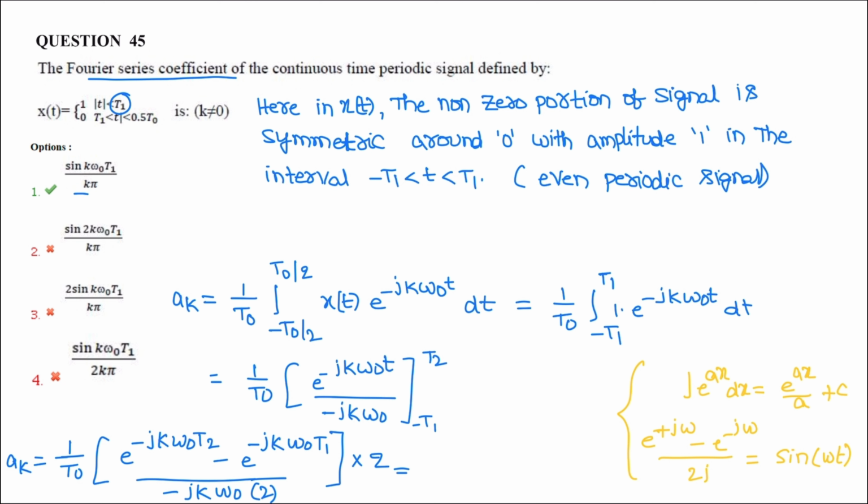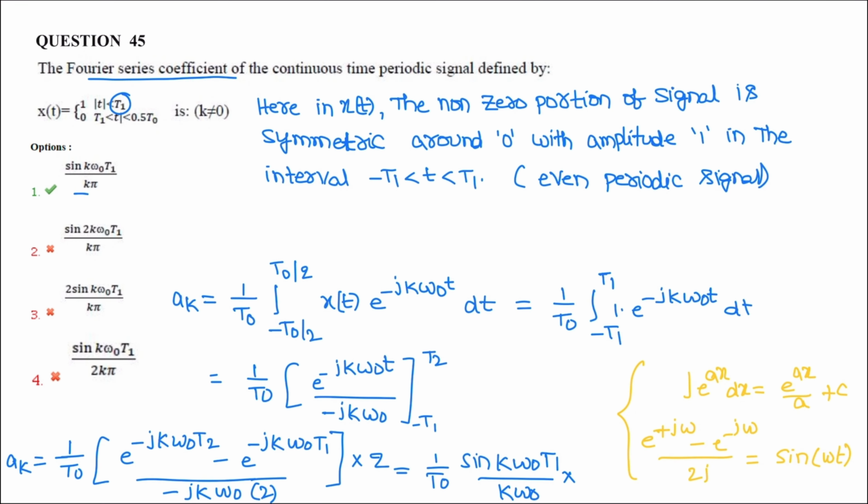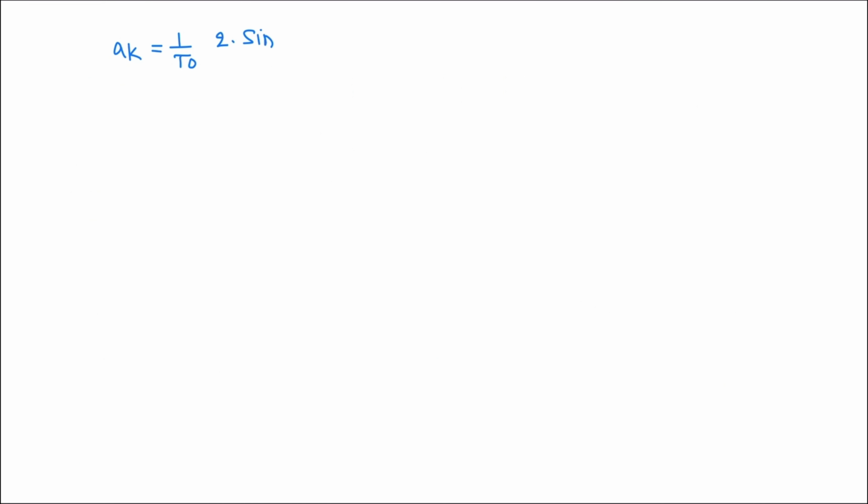It can be written as 1 by T naught sin k omega naught T1 by k omega naught. So we know that ak is 1 by T naught, 2 sin, so here it is multiplied with 2, 1 by T naught 2 sin k omega naught T1 divided by k into omega naught. Omega naught is 2 pi by T naught.